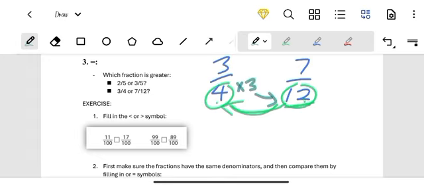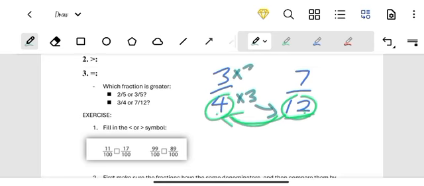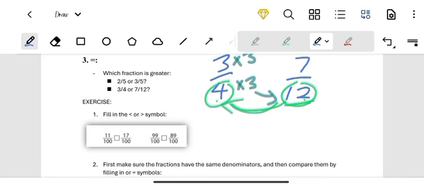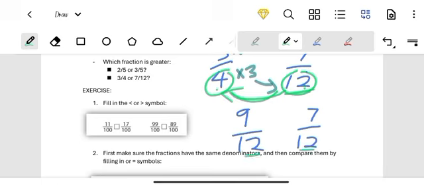So you're also supposed to multiply the 3 up here, so that you change both the denominator and the numerator. The final comparison is going to be 3 times 3, which is 9, over 4 times 3, which is 12, and this one remains as it is, 7 over 12. Now we have similar denominators. Which one is greater? We can see that 9 over 12 is greater than 7 over 12. I hope this makes sense.